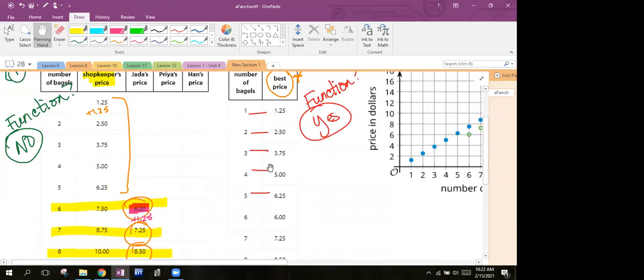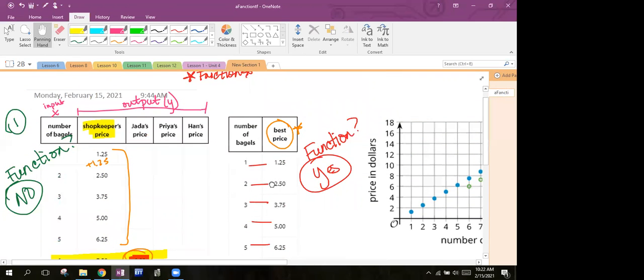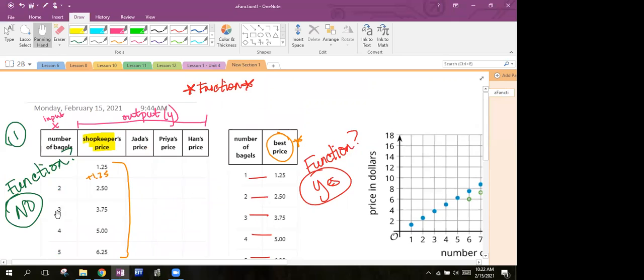We'll look at it in the graph. Okay, so that's how you can tell with a table. That's just your basic understanding of a function. It goes down to the very definition of what a function is: every input has only one output.